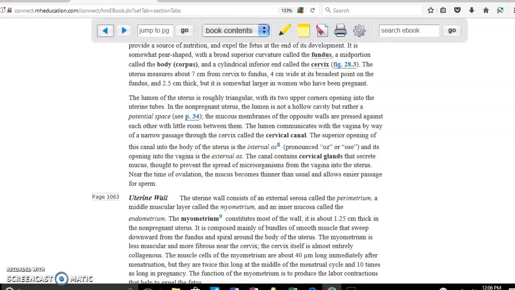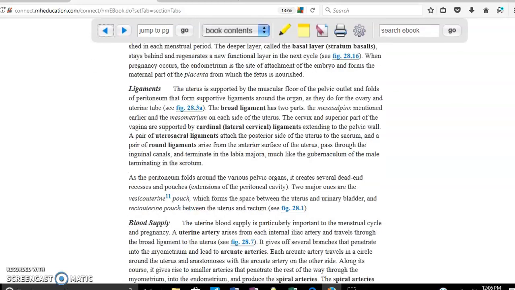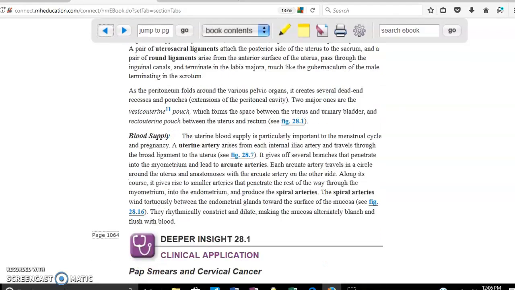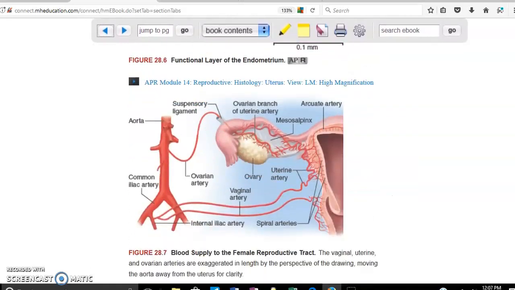The uterus, we said it has 3 layers: perimetrium, endometrium, and myometrium. And the structures that you're going to have in the uterus are going to be cervix, fundus, as well as body. The ligaments that are going to help maintain these structures inside the pelvic area, such as the broad ligament, uterosacral ligament, round, and cardinal ligament. Blood supply, a uterine artery, and an ovarian artery right here. You can see ovarian artery, uterine artery.